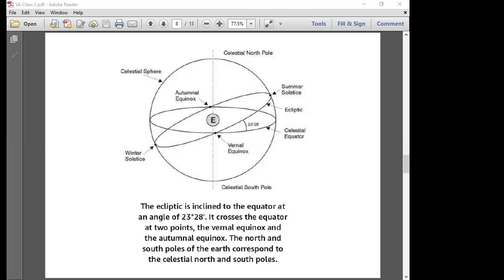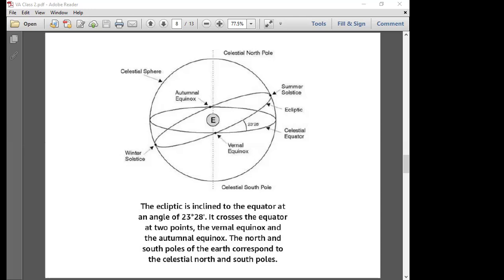So this is something that is well known to all of us, right? So what is the horizon then? The horizon, we know it is the imaginary meeting point between the earth and the sky, right? And this horizon will vary according to the position of the observer on the surface of the earth.